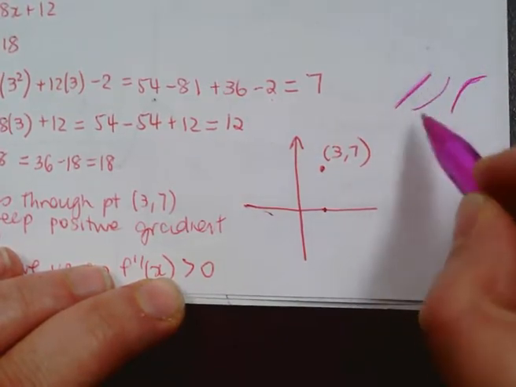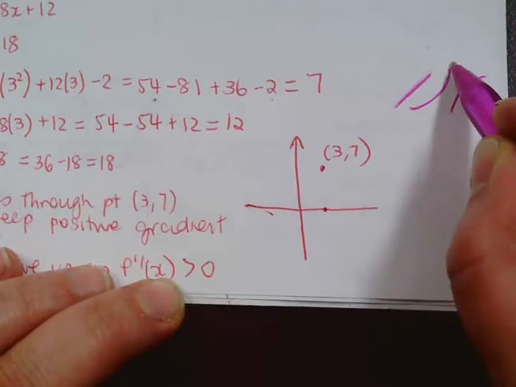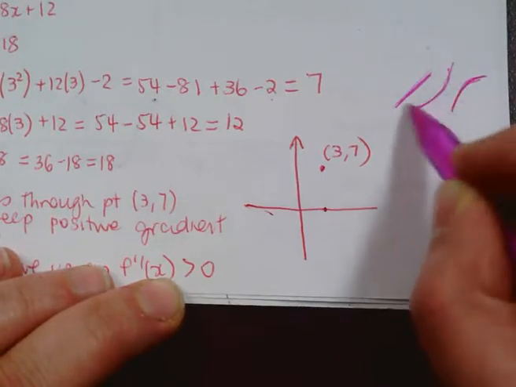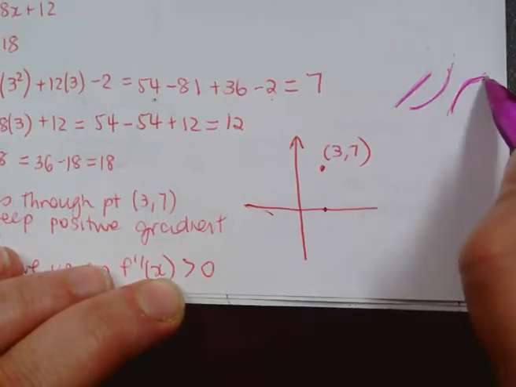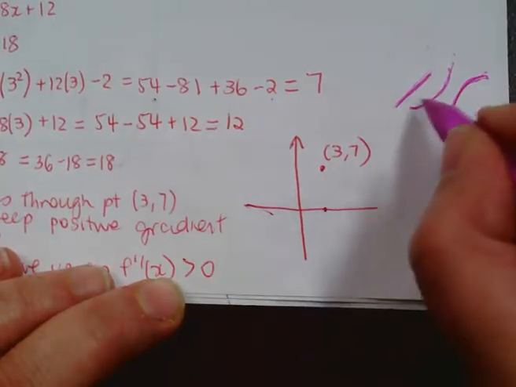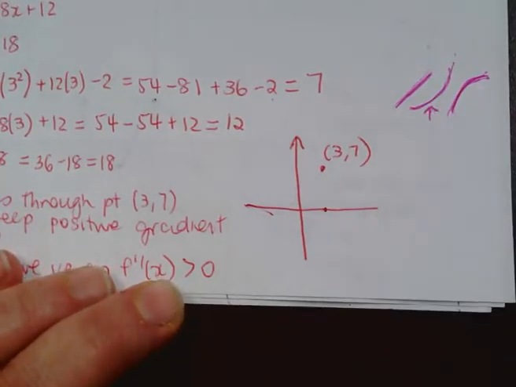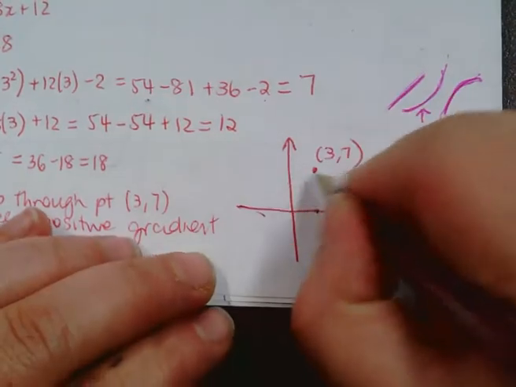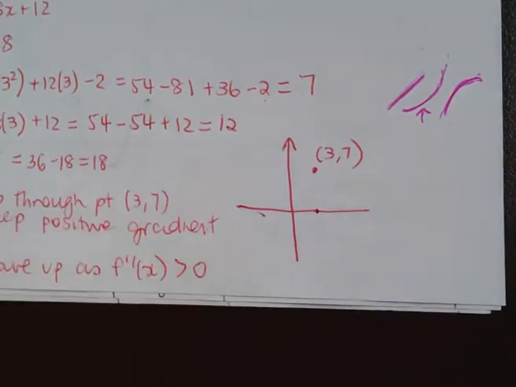Gradient's the same. Tell me about this gradient. Is it getting bigger? Positive, yeah. But this gradient's getting smaller. So the curve should look like the middle one at that point. So that's what we think is happening.